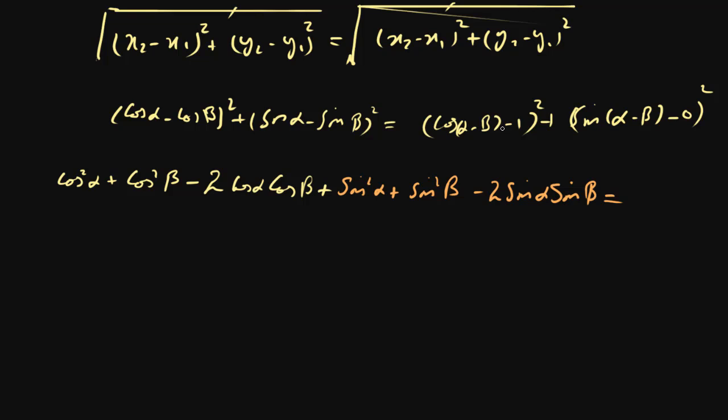And that is all equal to cos square of alpha minus beta plus 1 minus 2 cos of alpha minus beta, and plus sine square of alpha minus beta, where the 0 simply drops out.